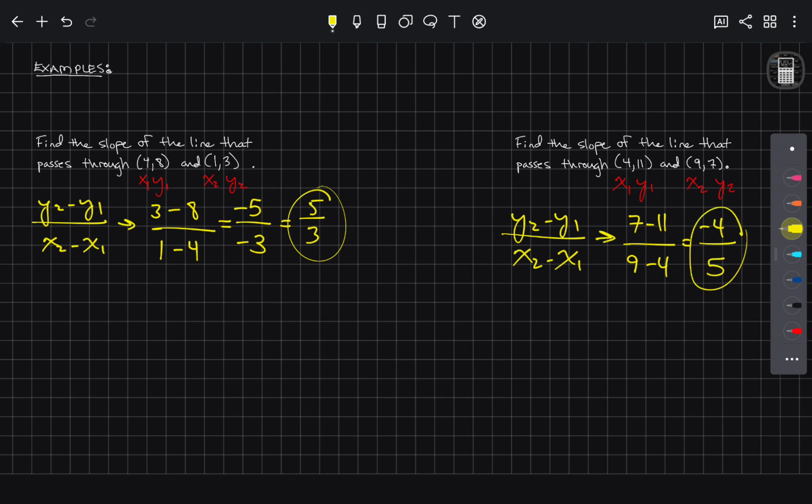So even if we just wanted to pull basic traits from these slopes, we know that this is a positive slope. We know that this is a negative slope. This line will be increasing like this. This line will look something like this. These are just traits that we're pulling from and being able to recognize as we do this.